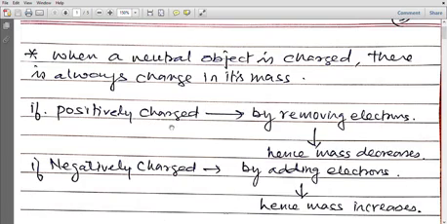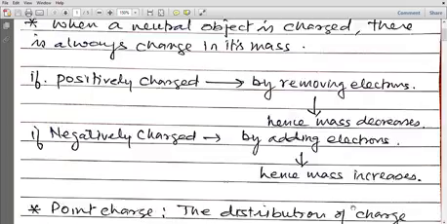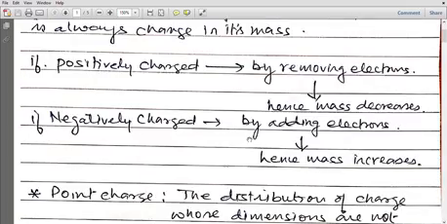If the body is positively charged, obviously it is done by removing electrons. So when electrons are removed, some mass decreases. Similarly, if the body is negatively charged, we have added some electrons to it, so there will be some increase in mass. So this is the question based on charging by induction.